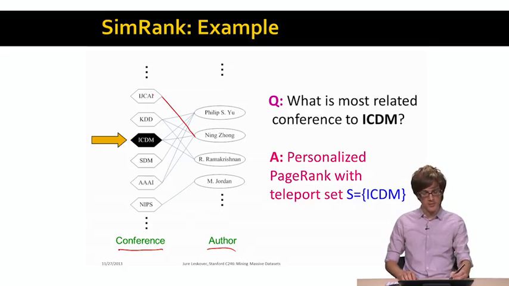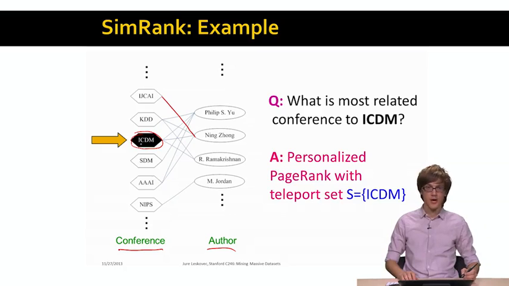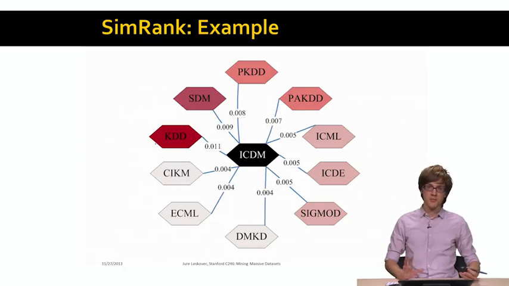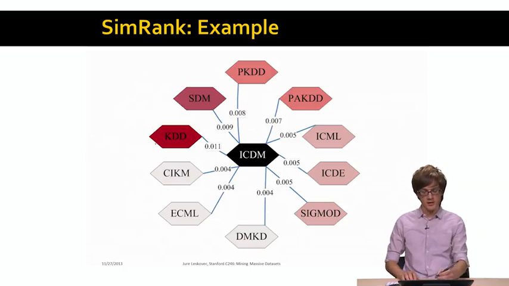What we do now is we perform a random walk with restarts from the node ICDM and measure the visiting probability of the random walker for all other nodes on my left partition. And what will happen is that we will obtain different scores for the nodes on the left. The idea here is that two conferences will be close if they share lots of co-authors in common, if there are many shortest paths between them, and so on.